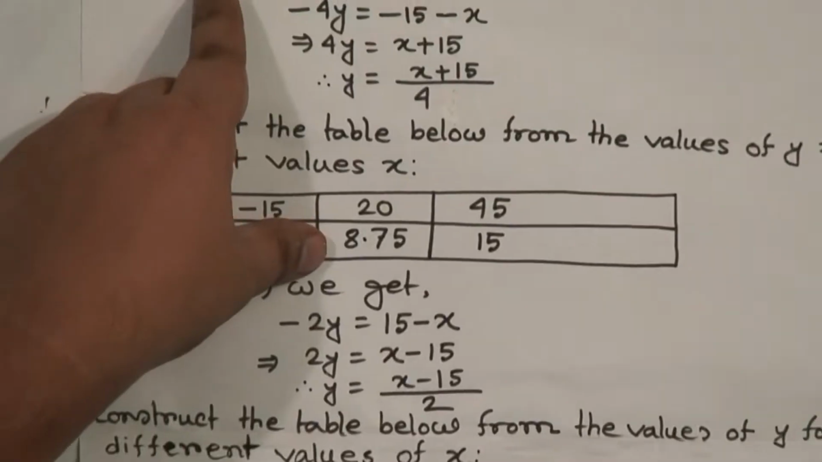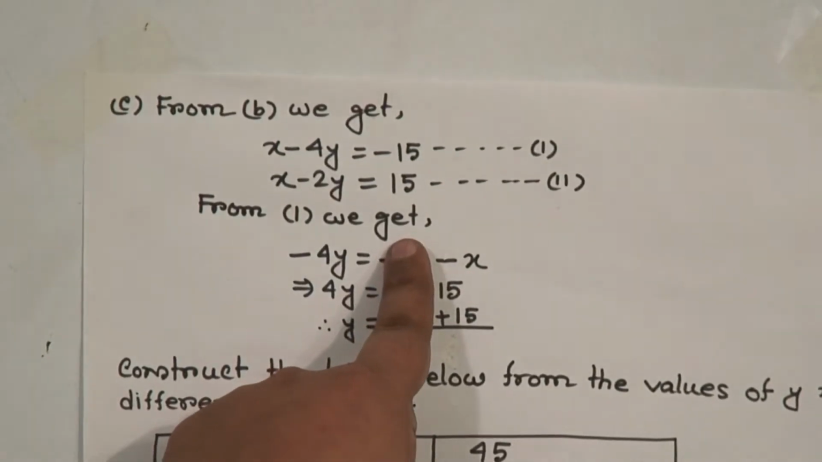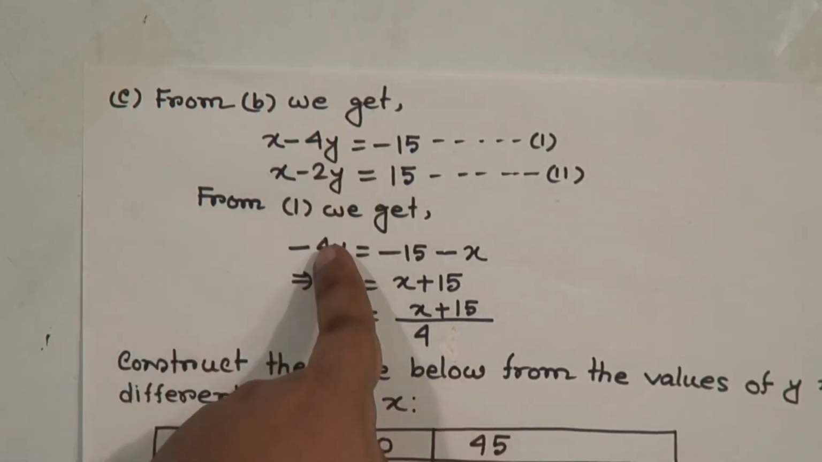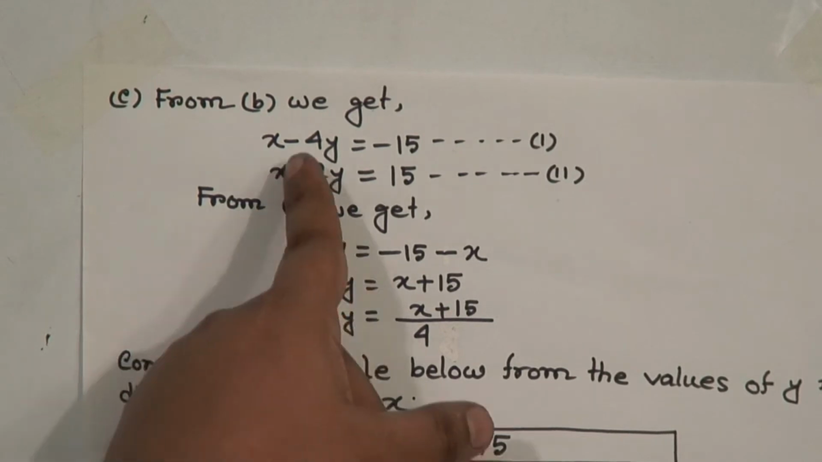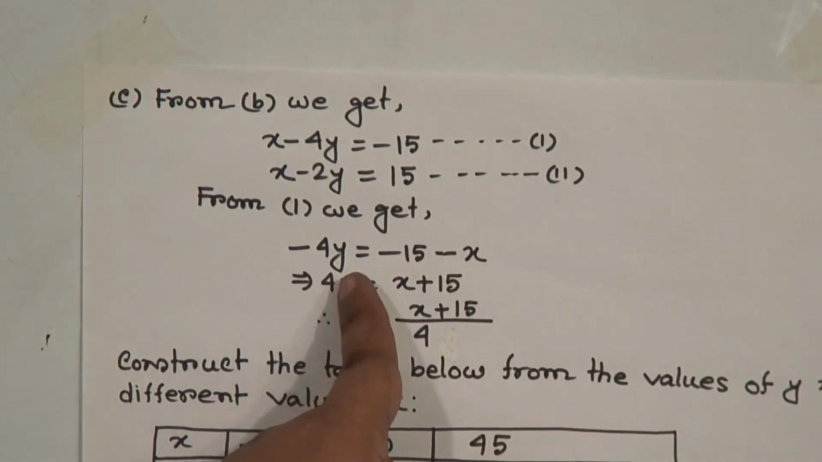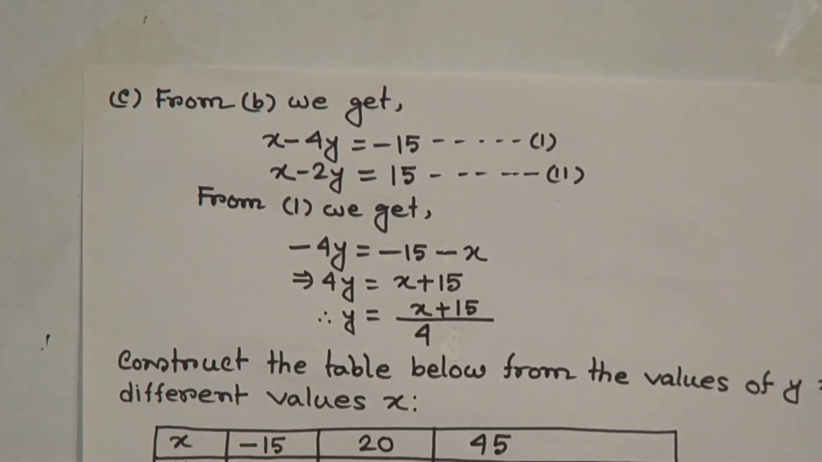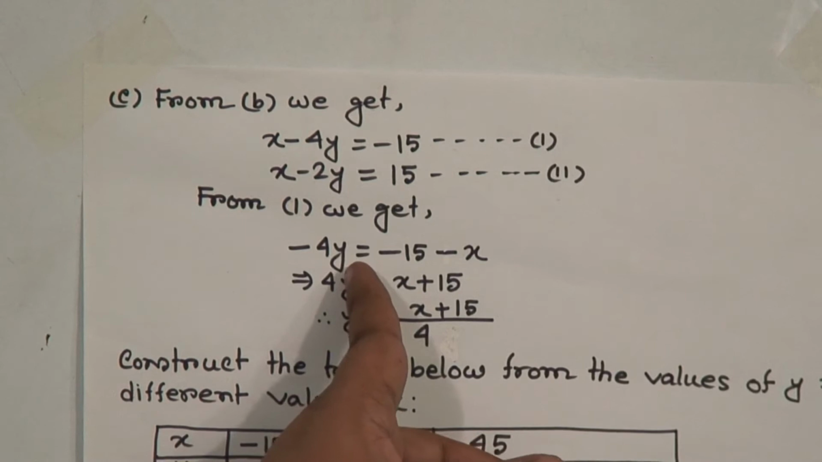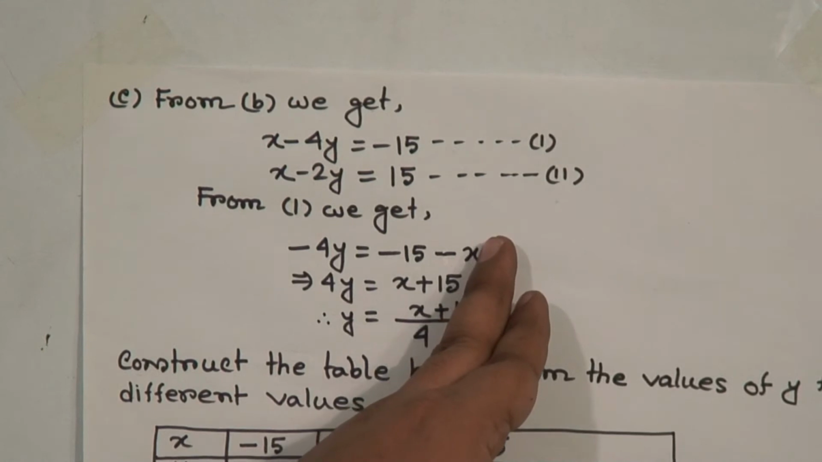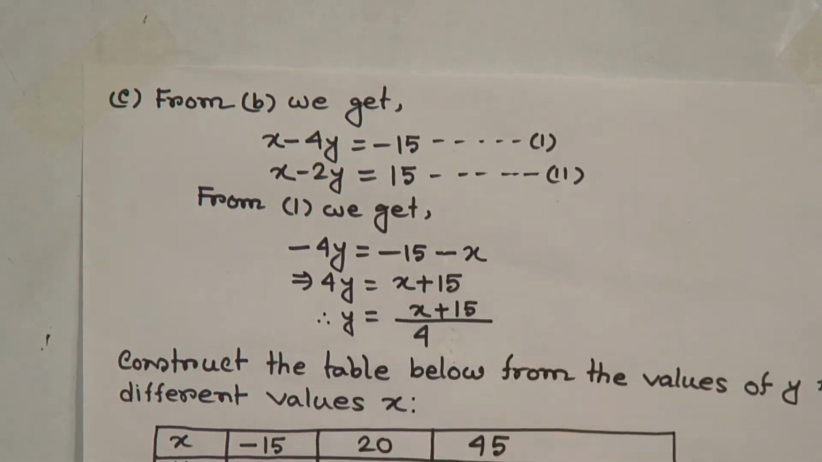Dear student, first of all you notice from equation 1 we need the value of y in terms of x. For this reason we take minus 4y at left hand side. That means minus 4y does not change its position, but x changes its position. So minus 4y equal to minus 15 minus x. Then I multiply both sides by minus 1. If I multiply minus 4y by minus 1, then I get 4y. If I multiply minus x by minus 1, then I get x. If I multiply minus 15 by minus 1, then I get 15.